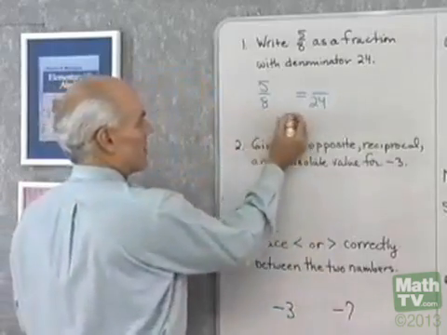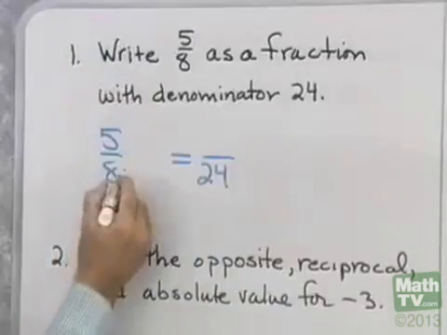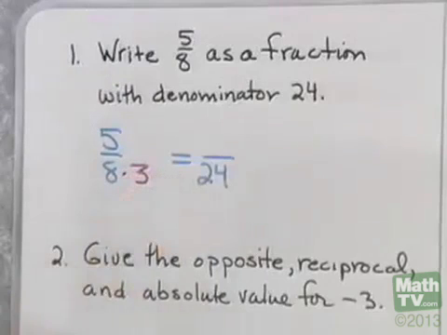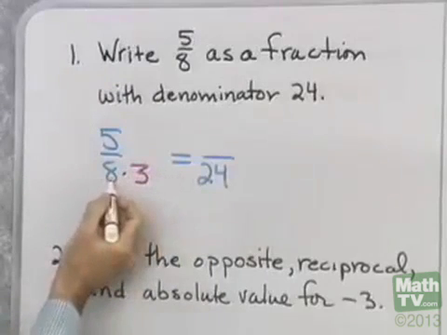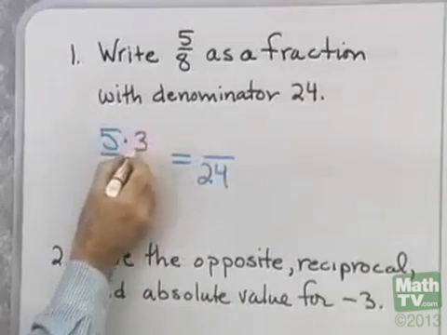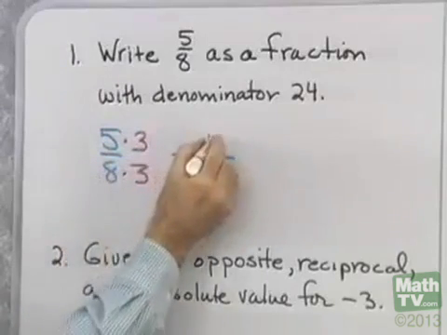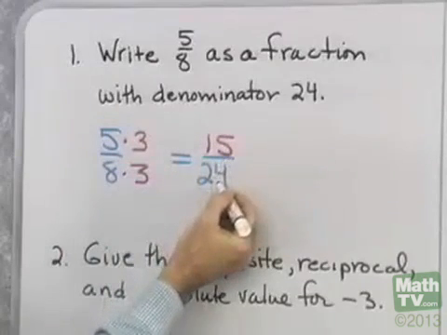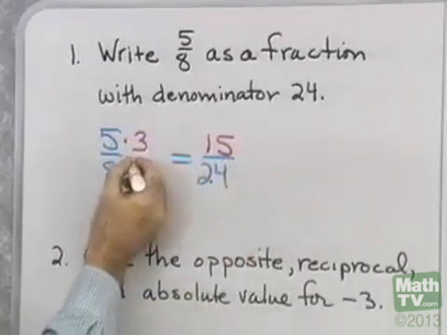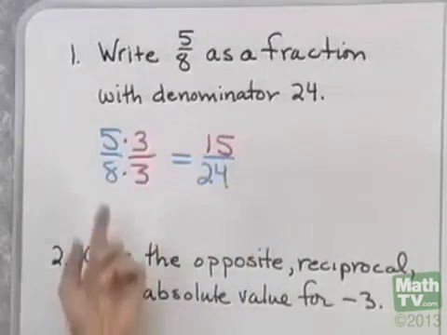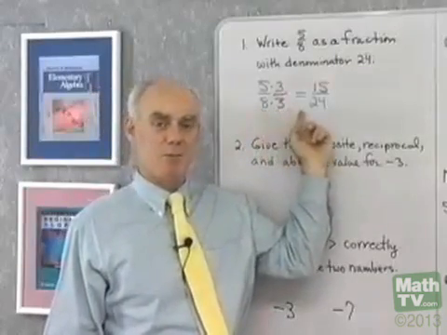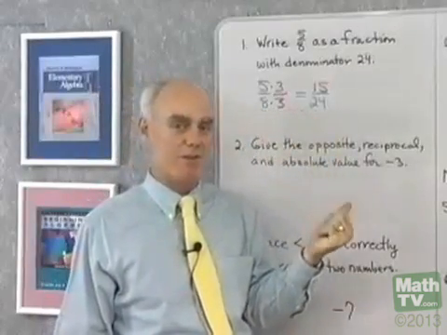So to get from 8 to 24 with multiplication, I need to multiply 8 by 3 in order to do that. Since I did that to the denominator, I do the same thing to the numerator. 5 times 3 is 15, and I see that 15/24 is the same as 5/8. Because what I've done really is multiplied the fraction 5/8 by the number 1. That's another way to look at this property of fractions.